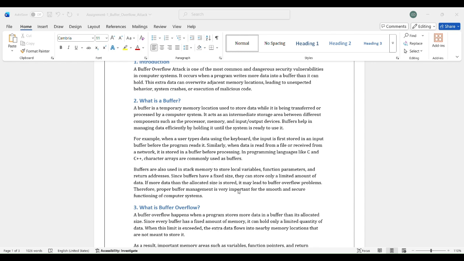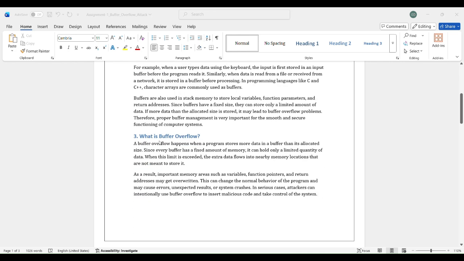By overwriting this return address with a malicious address, they can control the flow of program execution. When the function finishes, instead of returning to the original location, the program jumps to the attacker's code. This allows attackers to run unauthorized programs and gain control over the system. Stack-based buffer overflow is one of the most common and dangerous types of overflow attacks because it directly affects program execution.